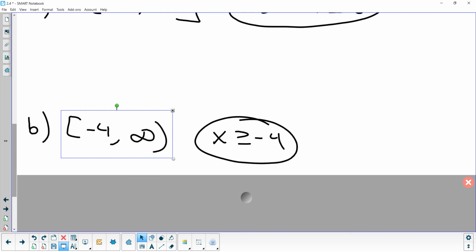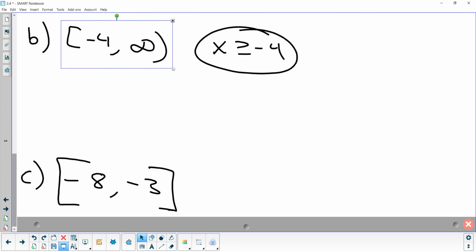Some people have said in the past, nobody said it this time, x is greater than or equal to negative 4 and less than infinity. You don't have to tell me x is less than infinity. I know every number is less than infinity. So all you have to do is say x is greater than or equal to negative 4.